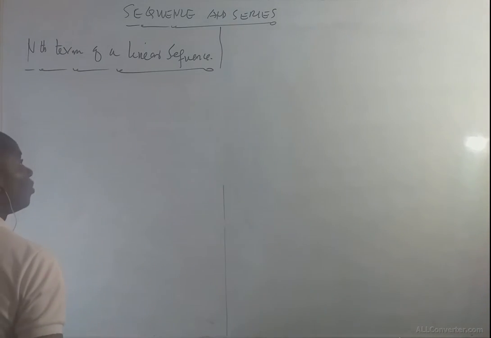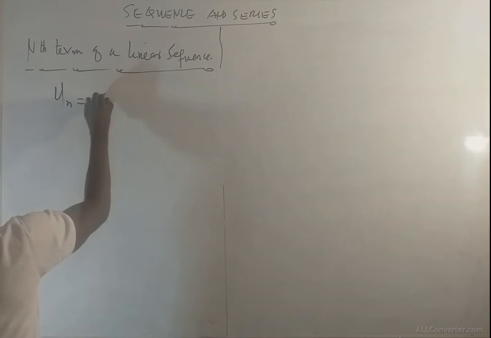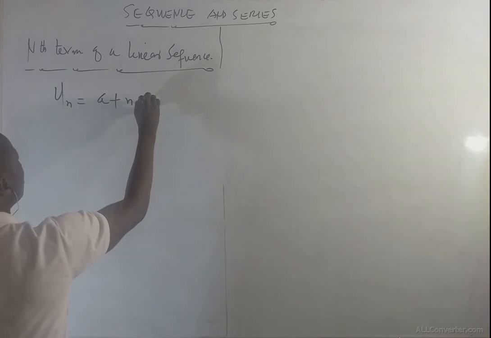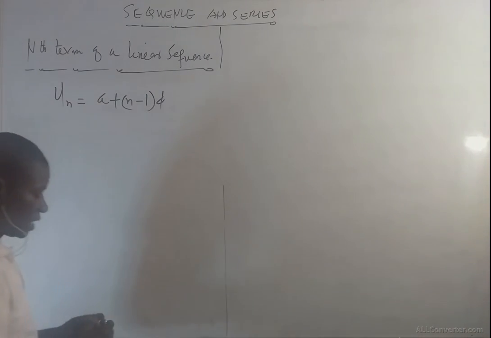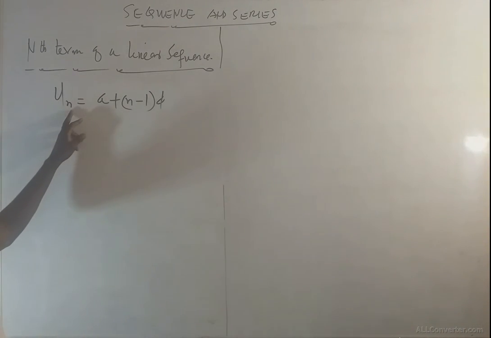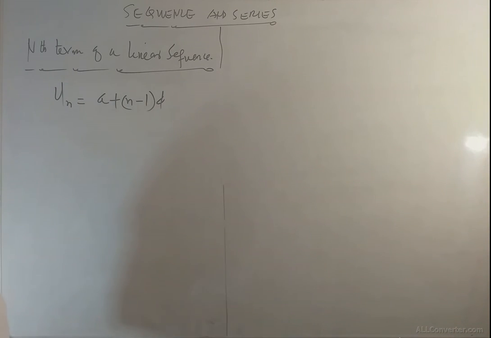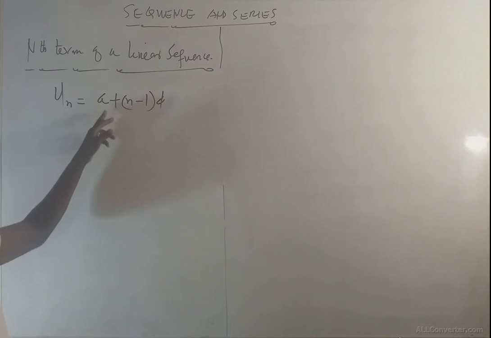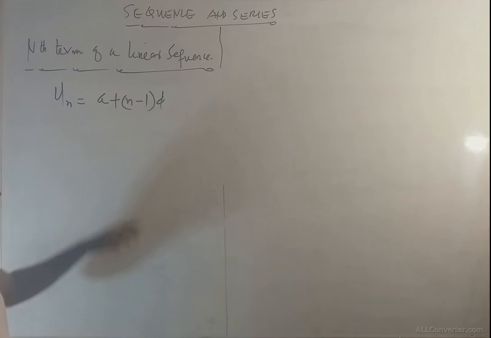You know for now that the nth term of a linear sequence is given by un equals a plus n minus 1 times d. And now you know the terms. The n is the number of terms, a is the first term, and d is the common difference. And you know how to find the common difference. You know how to get your first term. That's the first element, the first term of the sequence.